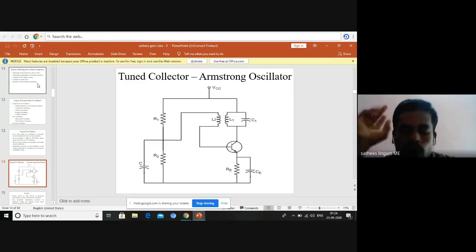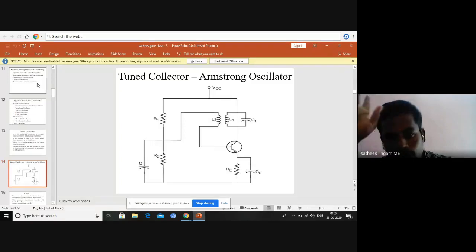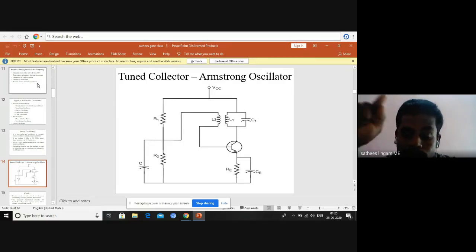Keep in mind that here we are using a common emitter transistor. Because of the common emitter transistor, we receive a 180-degree phase shift, according to amplifier properties, on the output side. Another 180-degree phase shift is received by L1 and L2, which is like a transformer.